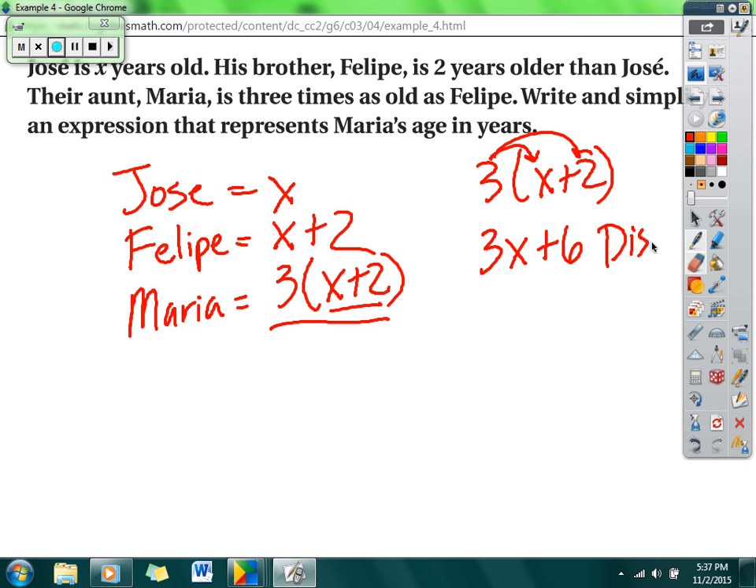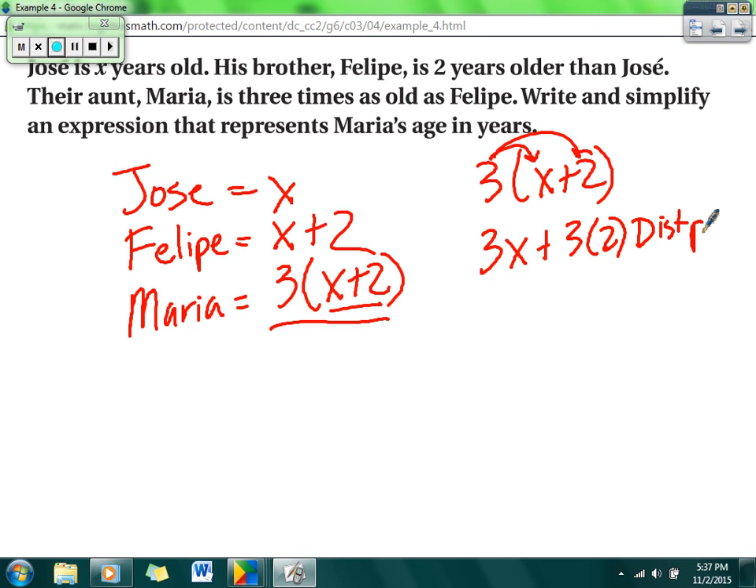Actually, I went one step too far. Let's do 3 times x plus 3 times 2. This is because of the distributive property. Then 3x plus 6 because of like terms or multiplication. Then that's going to be our final answer for Maria's age. Okay, that's as simple as I can get it.